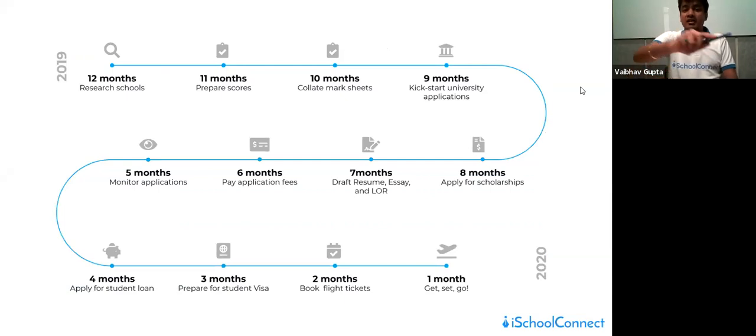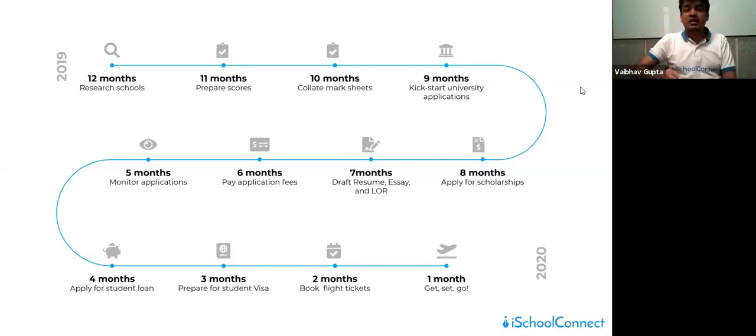This again is a chart, a roadmap for us to decide when we should start preparing. Most of you will be in your 12th standard. Most of you will be in your final or your pre-final year. So that's when you should actually start preparing for your international education. So this presentation talks about when you should start preparing.